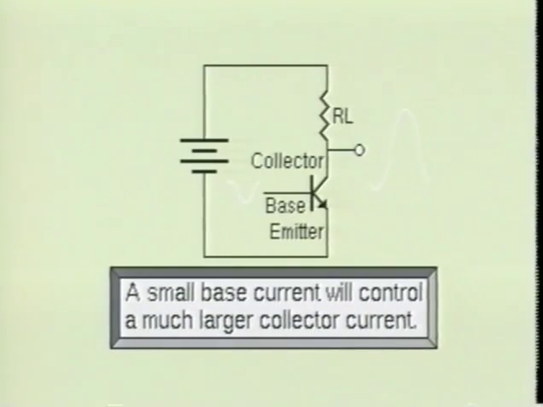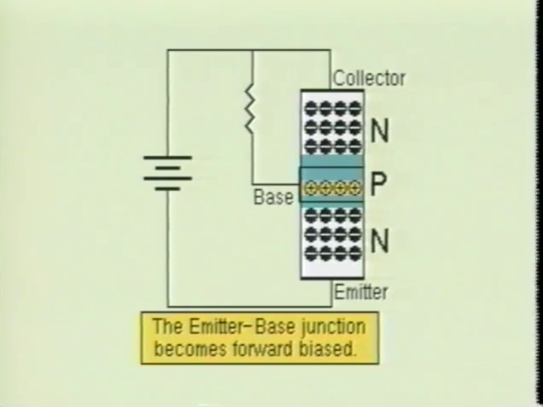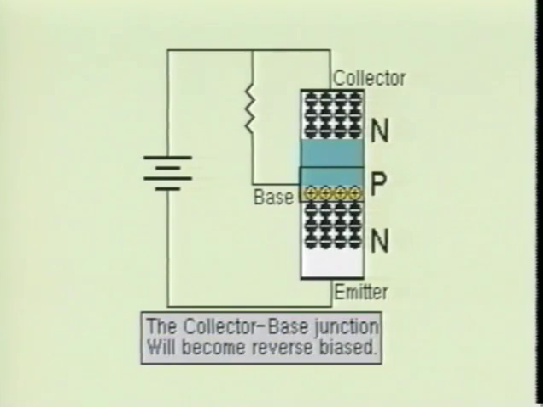Transistors are considered current amplifying devices. This is due to the fact that a small base current can control a much larger collector current. When the transistor is biased properly, the emitter-base section will be forward biased. This causes the emitter-base junction to have a much narrower depletion region. The collector-base junction, on the other hand, will become reverse biased, which will widen its depletion region.